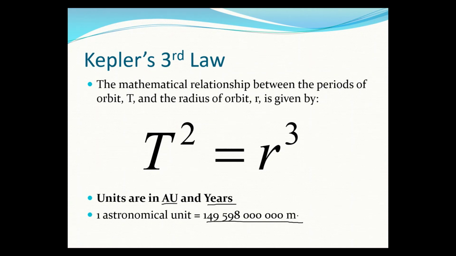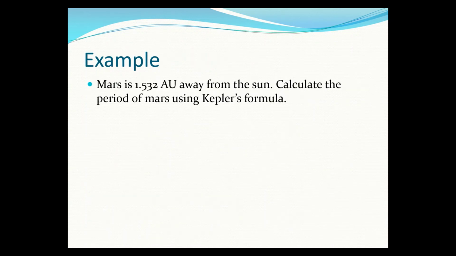You know what an astronomical unit is? An astronomical unit is the distance from the Earth to the sun. So on average, the Earth and the sun are this far apart. So we are 1 astronomical unit away from the sun, right? So if we go 1 cubed, well, that's going to equal 1 squared, because that's 1 Earth year. But you can use it for other planets. You just get these weird units.